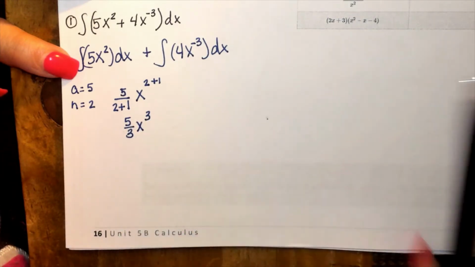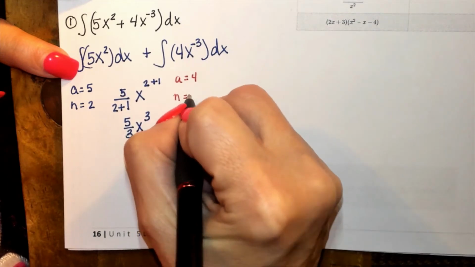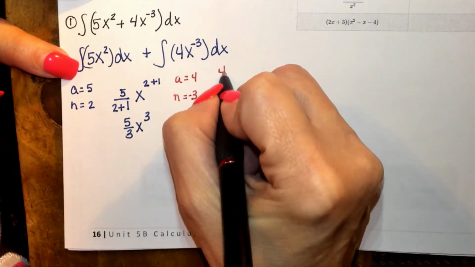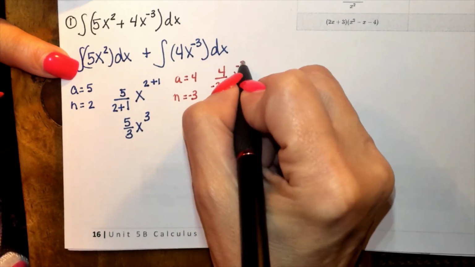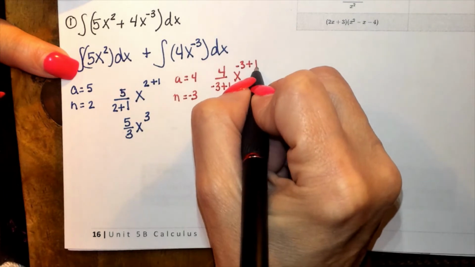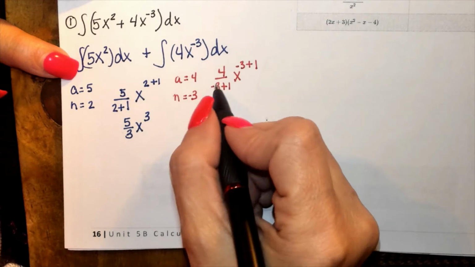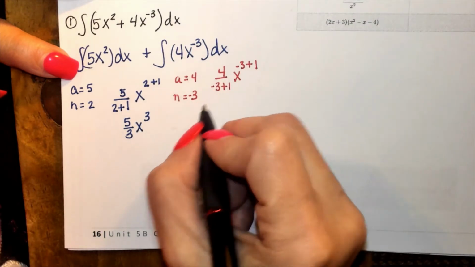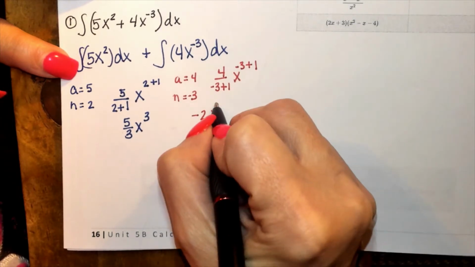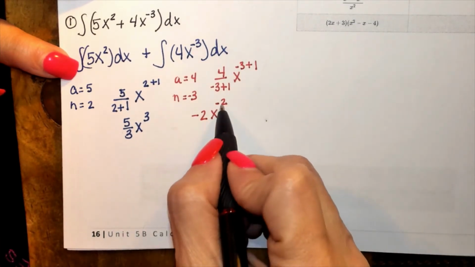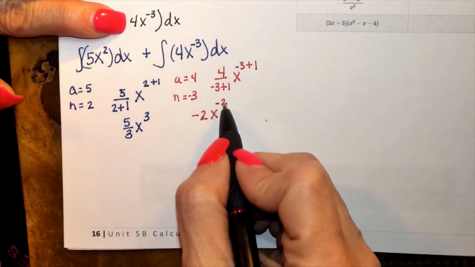On this one, my a is 4 and my n is negative 3. So 4 over negative 3 plus 1 times x to the negative 3 plus 1. So this one would be 4 over negative 2, right? 4 divided by negative 2 would be negative 2. X, negative 3 plus 1 would be negative 2. Okay, I'm going to check that. Negative 2 times negative 2 would be a positive 4. Reduce that by 1 would be negative 3.